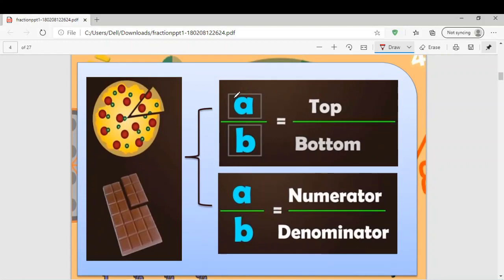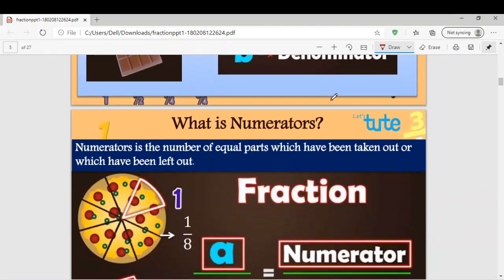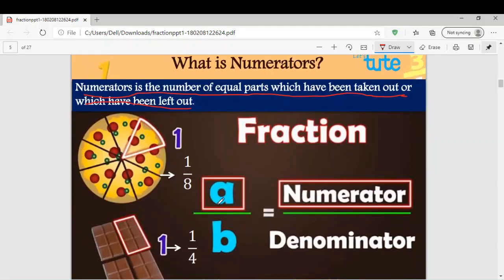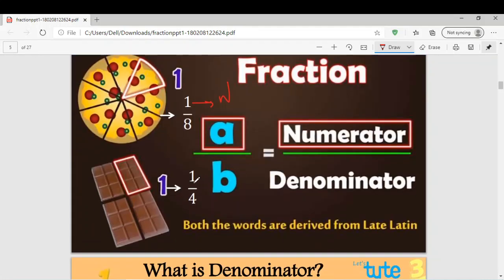Here, see, A is the top part and B is the bottom part. So here we call A the numerator and B the denominator. So what is the numerator? The numerator is the number of equal parts which have been taken out or which have been left out. Like 1 upon 8. Here 1 is the numerator. In this example, 1 upon 4, 1 is the numerator.